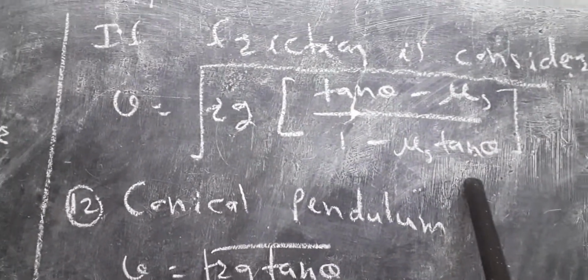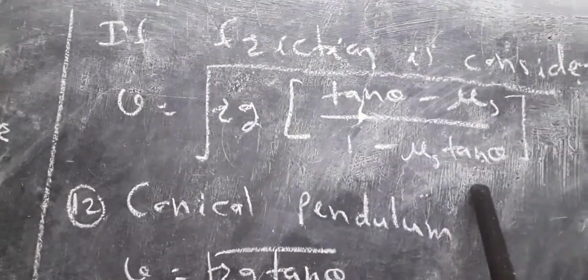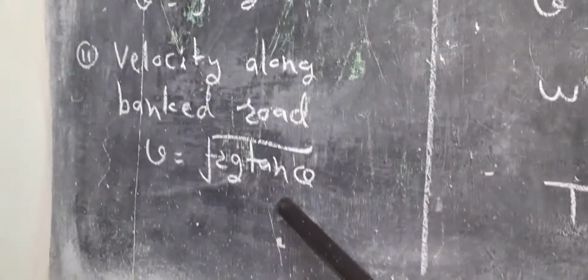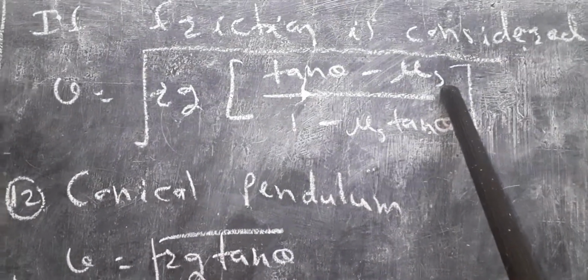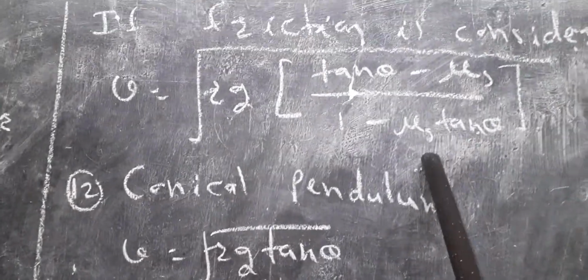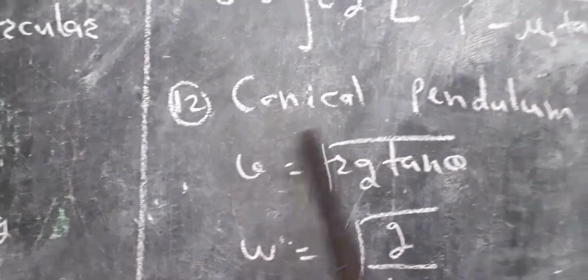So we should know this formula. There are some examples based upon this formula and this formula. Sometimes the coefficient of static friction is also given, so we can use this formula. Then we have seen the concept of conical pendulum.